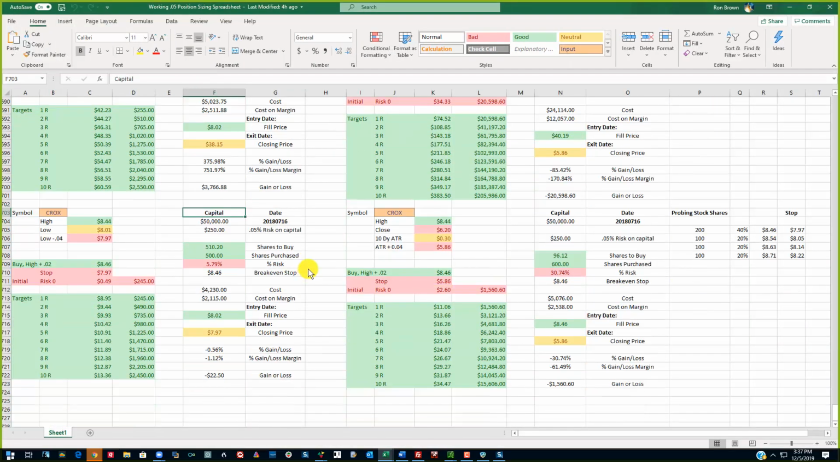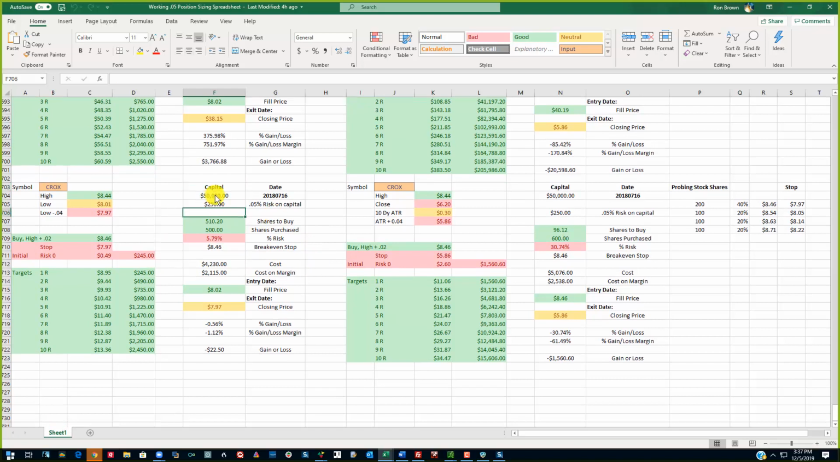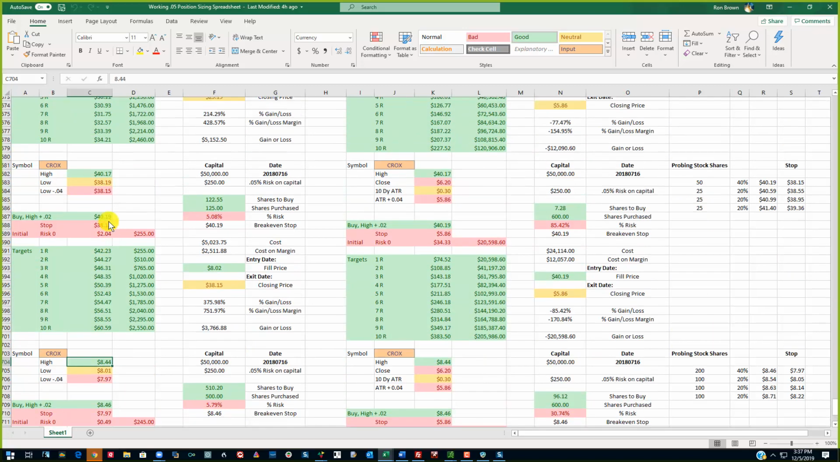Okay, this is my spreadsheet. No, I'm not making big trades. I don't trust this market, to tell you the truth. I'm just making small trades now. But this is Crocs. I didn't buy Crocs today. I know some people did, and no, I did not fill in for Crocs.